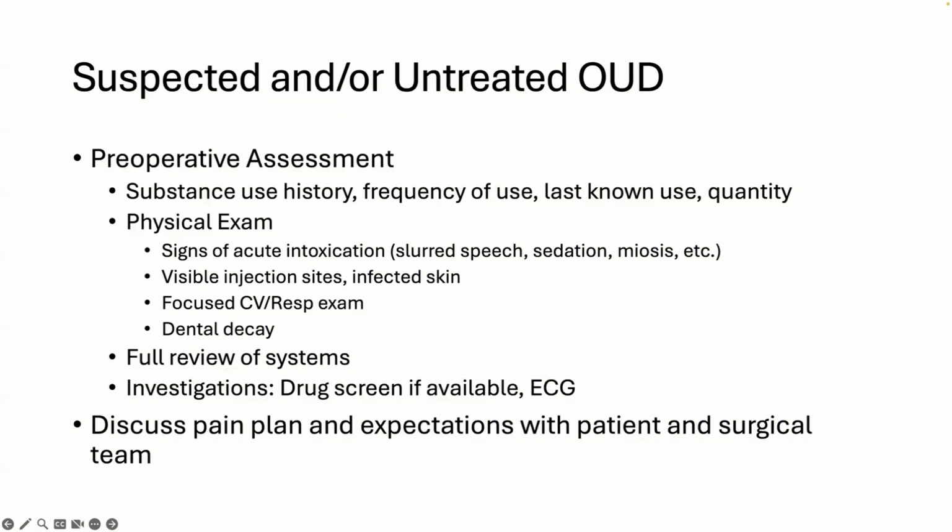So it's really important to have a good substance use history, including what substances are being used, how often, the last known use, as well as the typical amounts and quantity. There's also signs on physical exam that we can look out for. Again, this is all on a spectrum, all the way from acute intoxication, where you look for signs such as slurred speech, sedation, and constricted pupils as well.